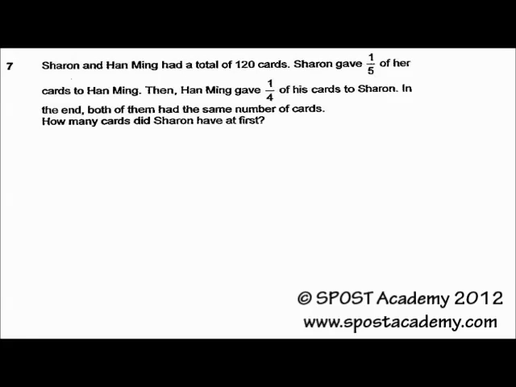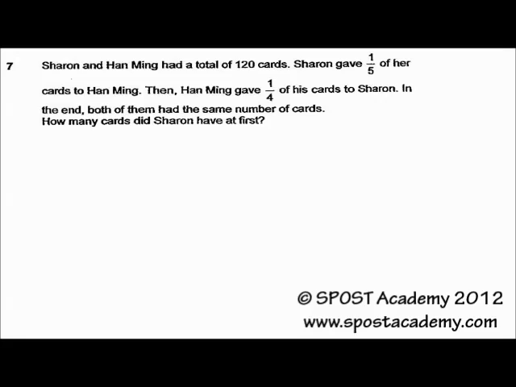Sharon and Hanming had a total of 120 cards. Sharon gave 1/5 of her cards to Hanming, then Hanming gave 1/4 of his cards to Sharon. In the end, both of them had the same number of cards. How many cards did Sharon have at first?